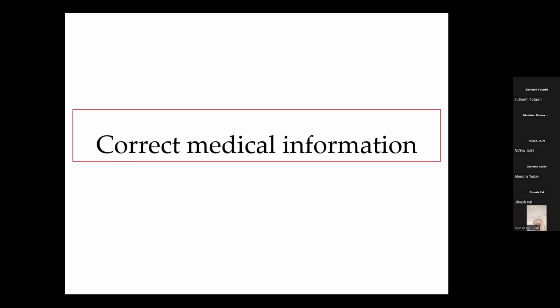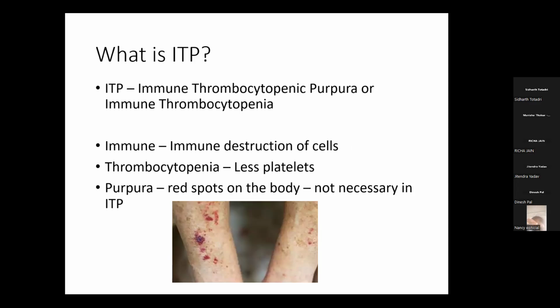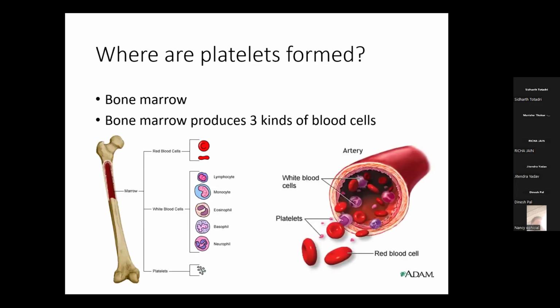All this is knowledge part already covered by Dr. Siddharth, but we will revise once again. This is for the patient. What is ITP? The word ITP is basically also known as immune thrombocytopenia and autoimmune thrombocytopenia. ITP is defined as isolated thrombocytopenia with normal bone marrow and absence of other causes of thrombocytopenia. Thrombocytopenia means less platelets. Purpura means red spots on the body, not necessary in ITP.